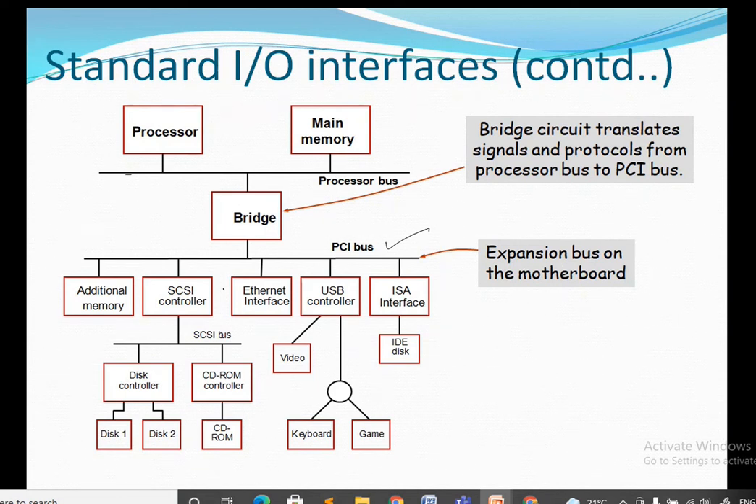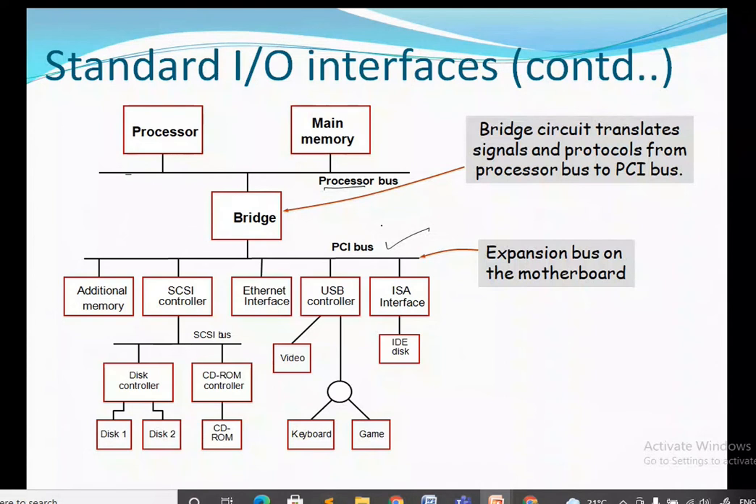All these components are available on the motherboard. If you have seen how the motherboard works, you can see all this bus part. There will be one processor bus, followed by so many other connections, small wires, which indicate the PCI bus. You cannot connect this PCI bus directly to the processor bus; it requires a special circuit called a bridge, which interconnects the processor bus and the PCI bus.